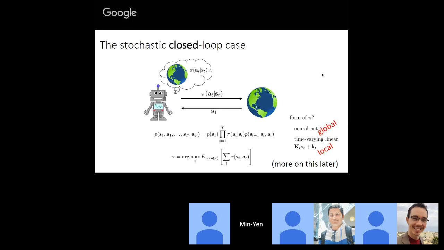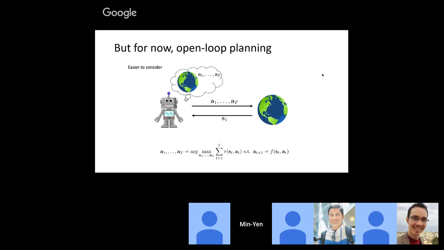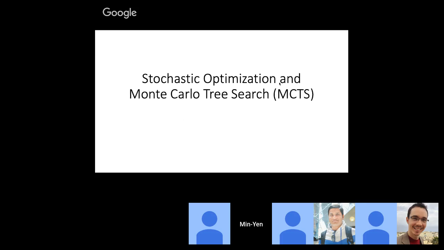Okay. So continuing on. For example, if we have the transition probability, then we can treat this like an optimization problem in a sense. So the next presenter will be explaining how to actually optimize this problem using stochastic optimization and Monte Carlo tree search.